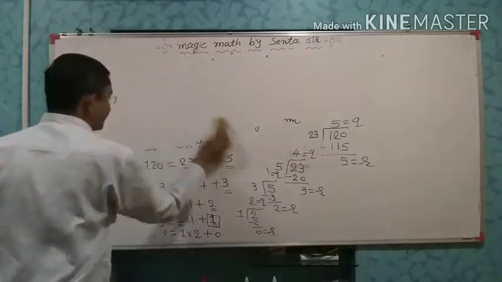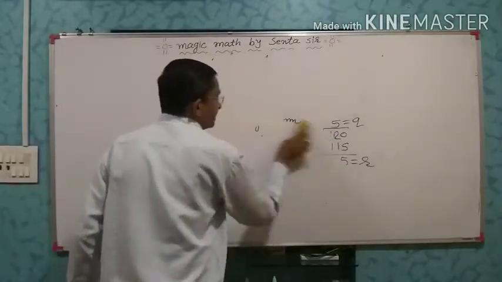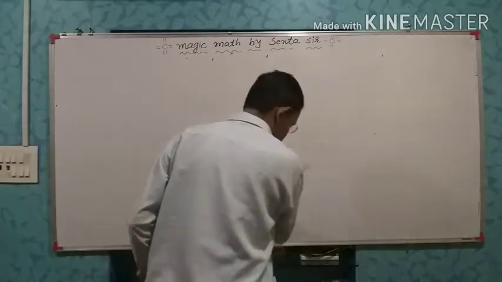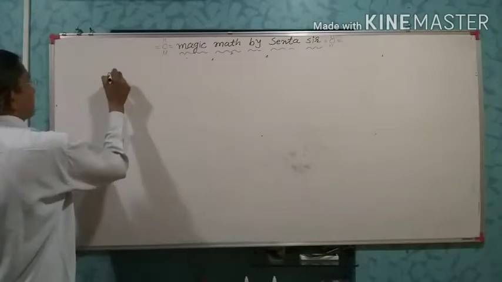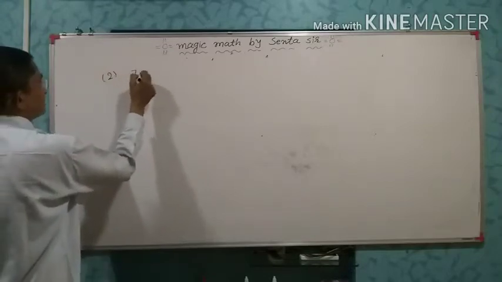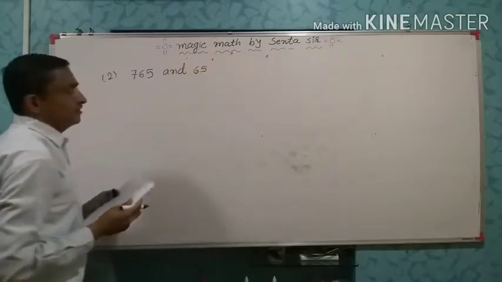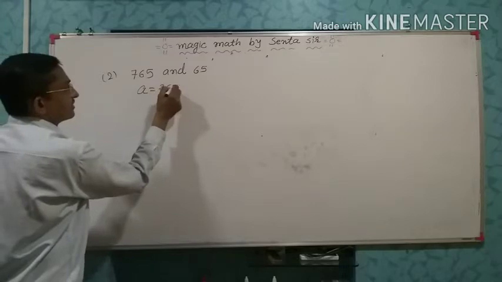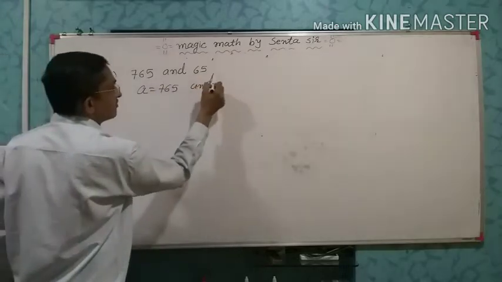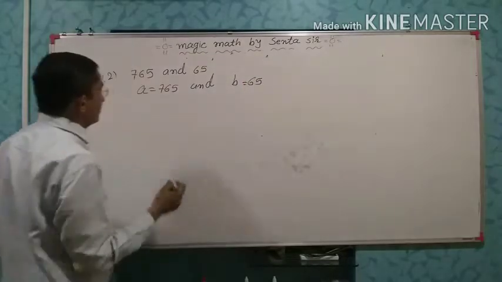Now we take second example of this method. It is a very easy method and very important for exam. Second example is 765 and 65. We take large number as A. A is equal to 765 and small number as B. Therefore B is equal to 65.